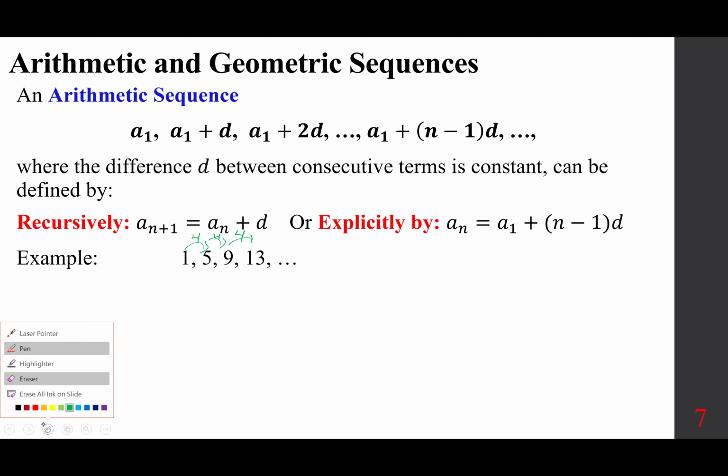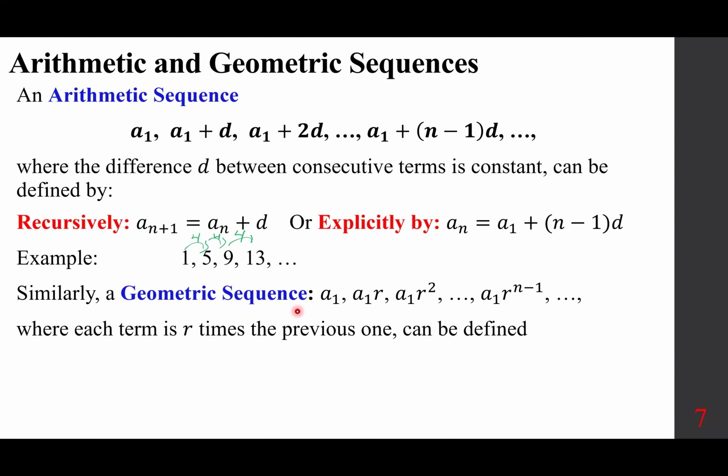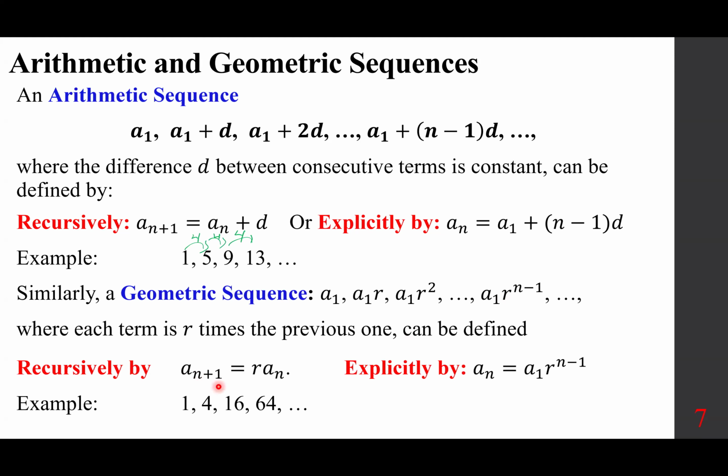So there's a constant. And that's actually the proof, because you're adding a constant. Similarly, a geometric sequence, a sub 1, a sub 1 times r, a sub 1 r squared, and all the way to a sub 1 r to the power of n minus 1, where each term is r times the previous one, can be defined recursively by a sub n plus 1 equals r times a sub n, and explicitly by a sub n equals a sub 1 r to the power of n minus 1.